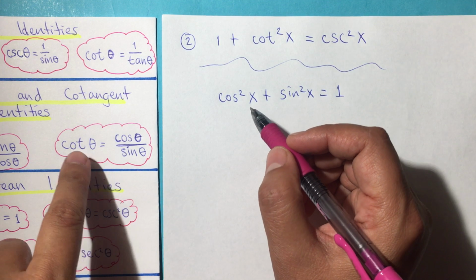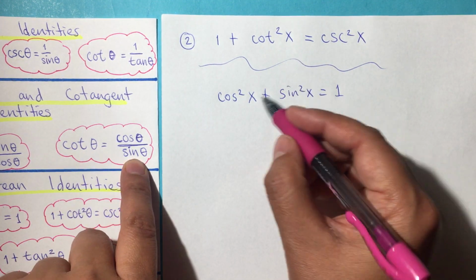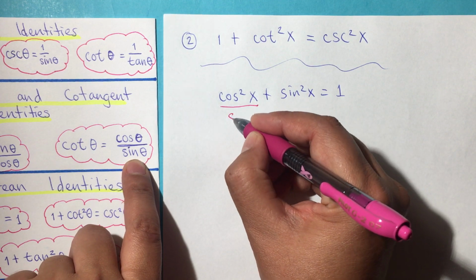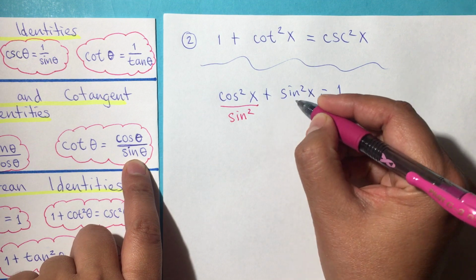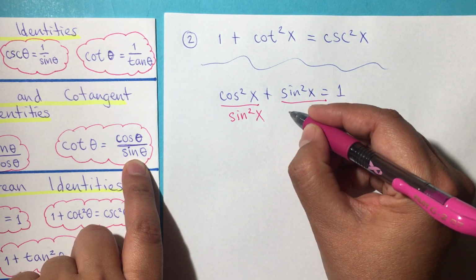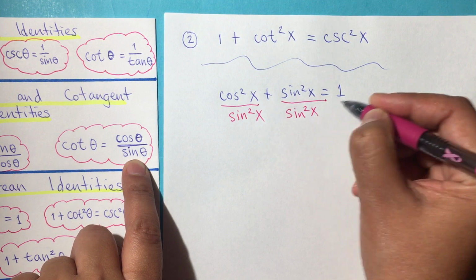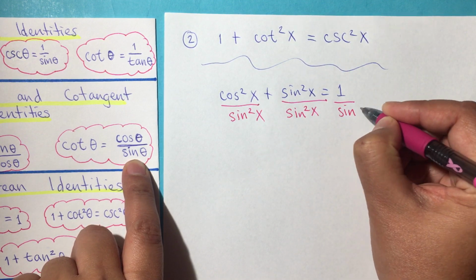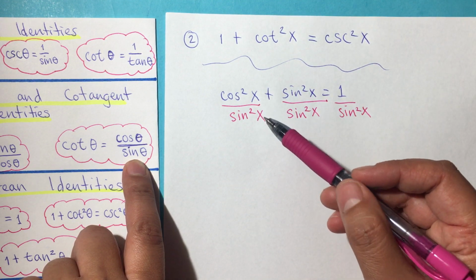Okay, so let's try, since it's cotangent, that's what we need, right? Then let's divide by sine. And since it's square, we have to divide by sine squared of x. And we will do that for all of them. Sine squared of x and sine square of x. We're dividing every single term by sine square of x.